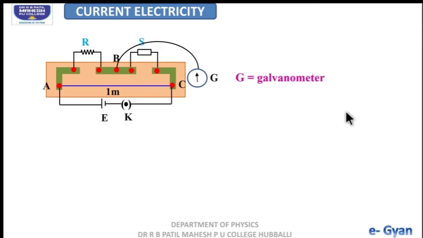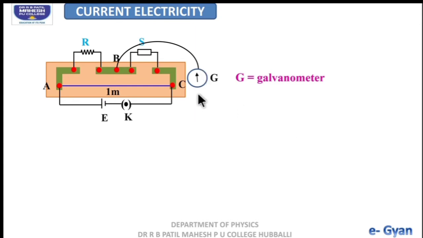Now again I make contact with point C, and the needle starts moving in the opposite direction. Initially it moved towards the left side, now it moves towards the right side. This shows that the current is now flowing in the opposite direction. When the sliding contact is removed from point C, again the needle comes to 0.